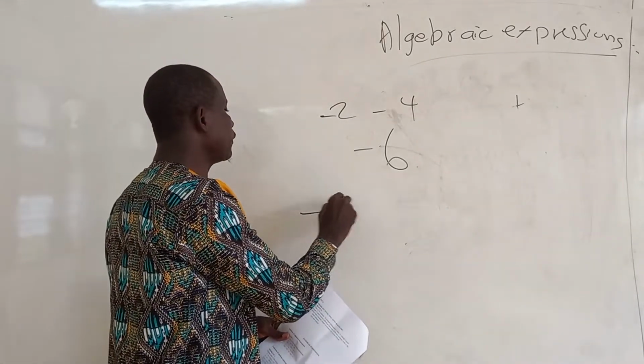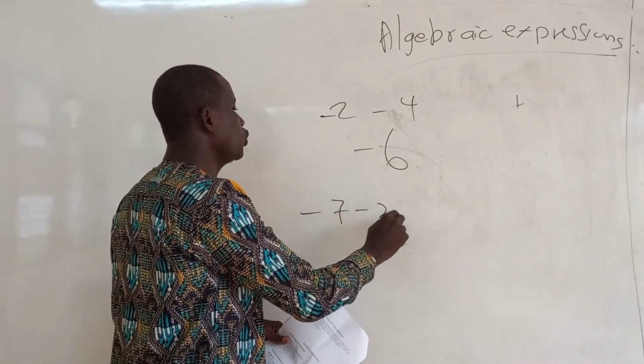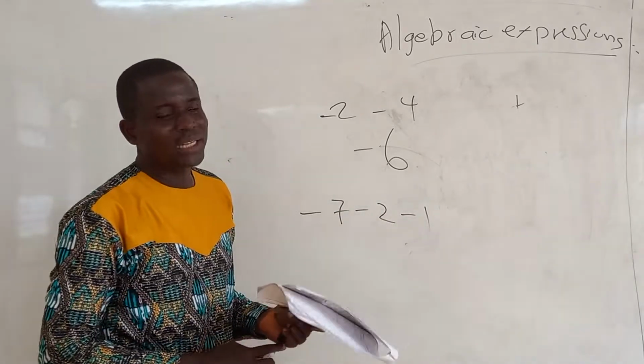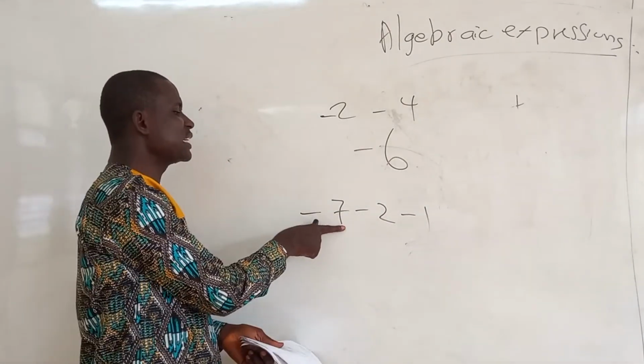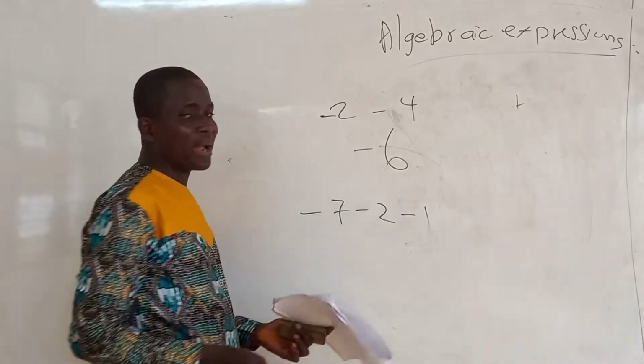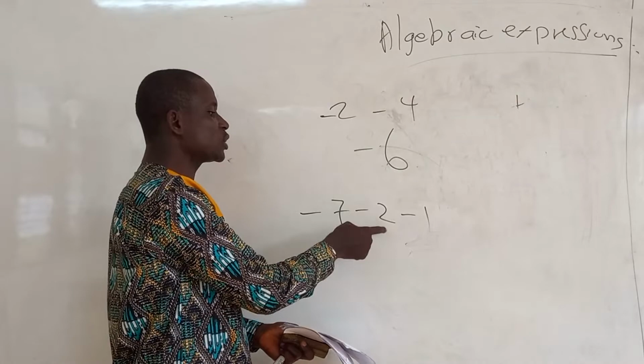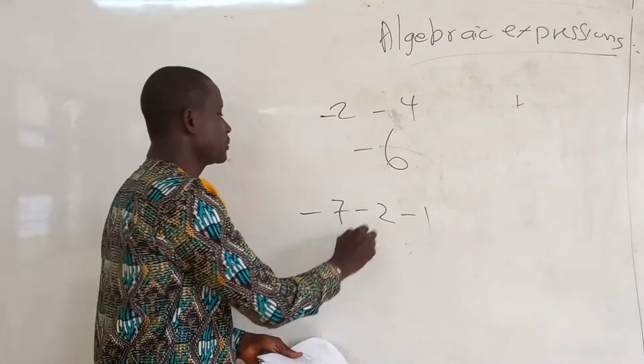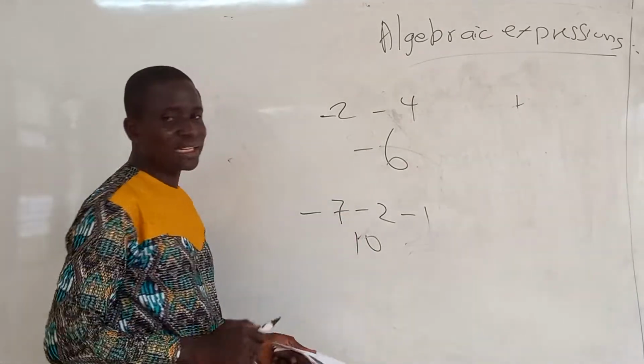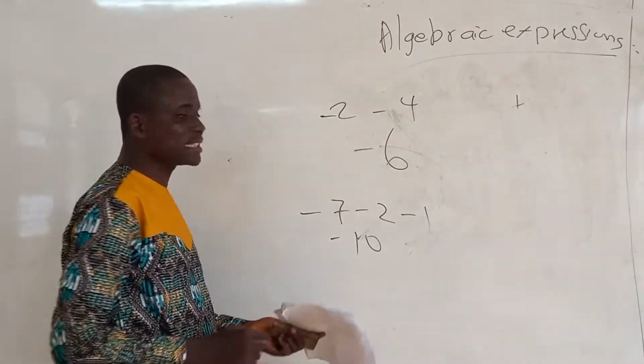Let's look at another one. If I have negative 7, negative 2, negative 1, what is the answer? All of them are negatives, so I will just add the numbers: 7 plus 2 plus 1. That is 10. And the common sign is what? It's negative, so I just attach negative here.